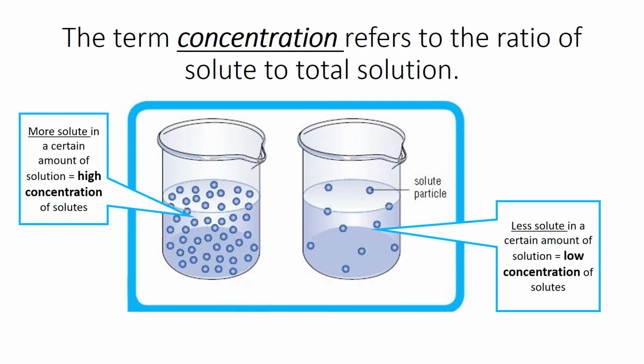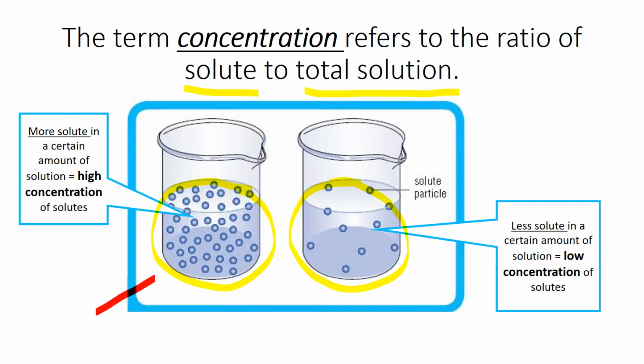The term concentration is heavily linked to this idea of solute. So concentration refers to the ratio of solute to the total solution. So if I look at these two beakers right here, I see that these two beakers contain about the same amount of solution, but the amount of solute inside of them is very different. So over on the left, I will see that there's lots and lots of solute in that solution. It's very dense and the particles are not very far apart. So when that is true, I would say that this solution has a high concentration of solutes. That is, the ratio of solute to solution is pretty high.